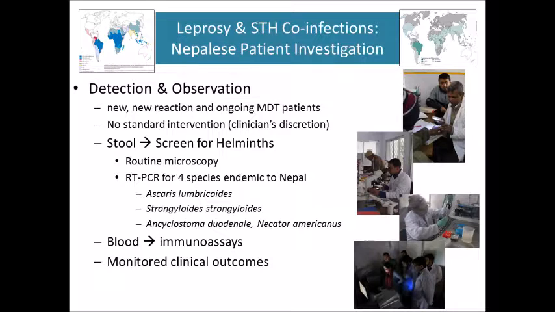We screened the stool for helminths using routine microscopy, but also incorporated real-time PCR to look for 4 endemic species in Nepal: Ascaris, Strongyloides, Ancylostoma, and Necator. We also collected blood for immunoassays, and we monitored clinical outcomes.